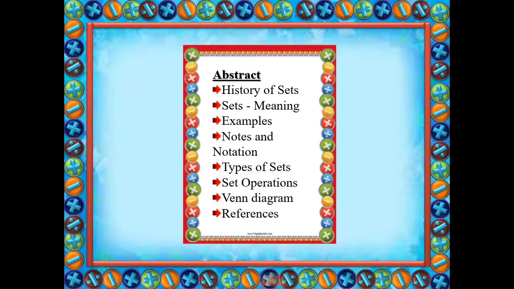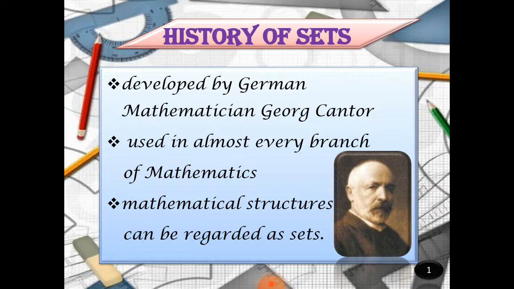First let us see the abstract of it: history of sets, then meaning of sets, some of the examples, notes and notations, types of set, set operation, Venn diagram and then references. First let us see the history of sets. Set was discovered by George Cantor.